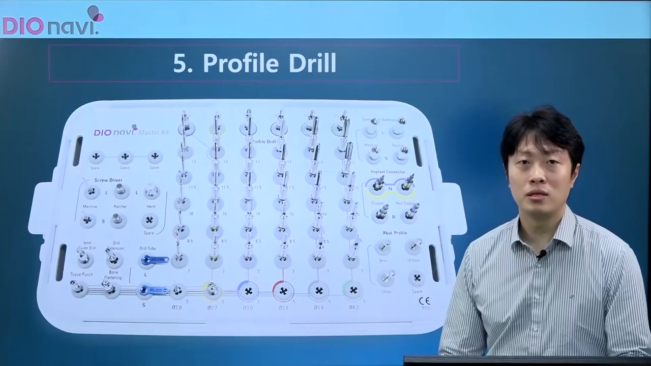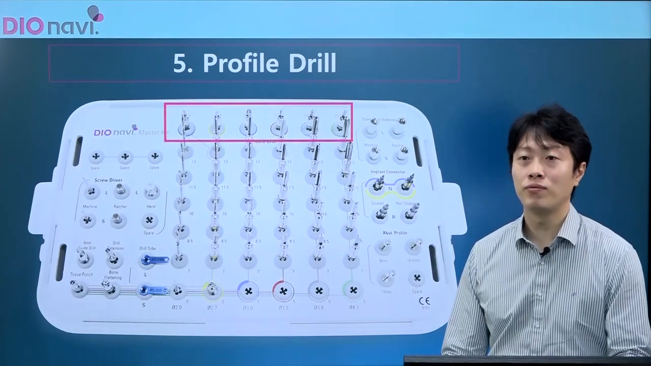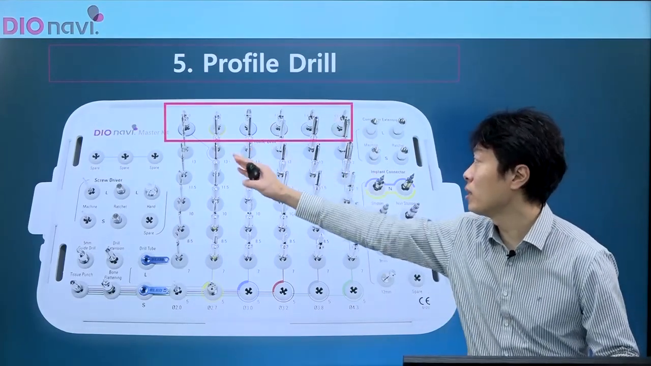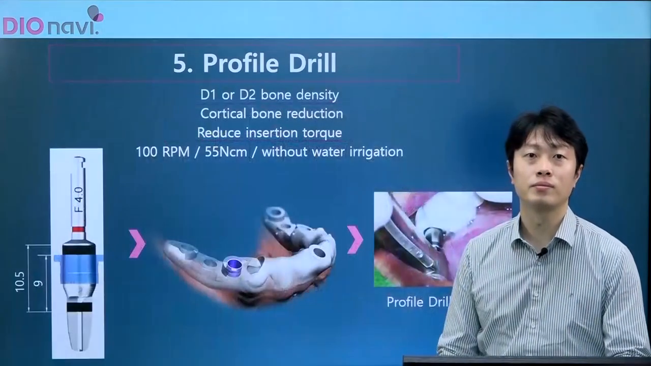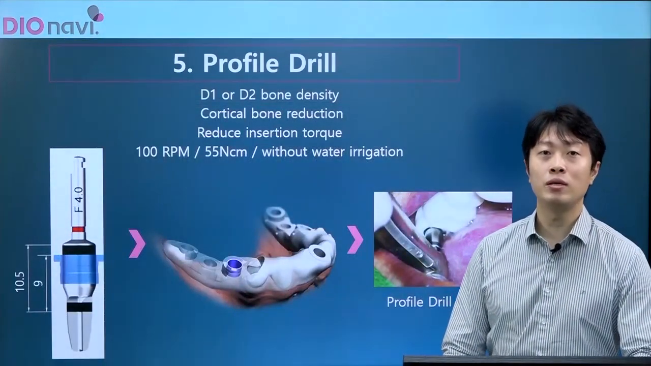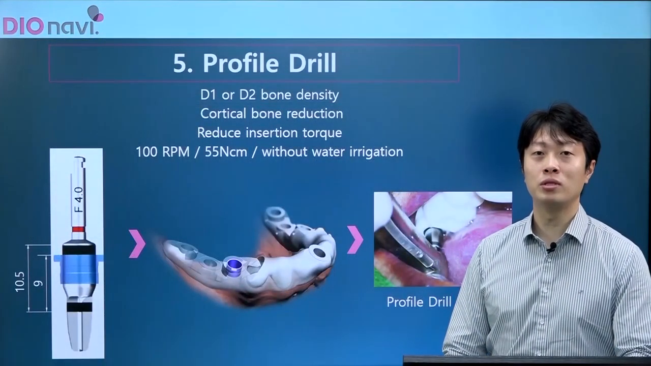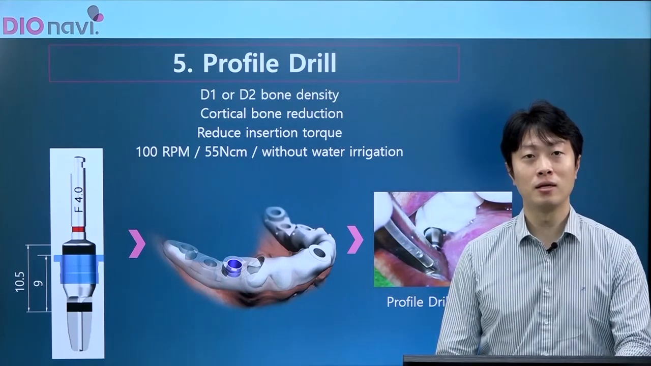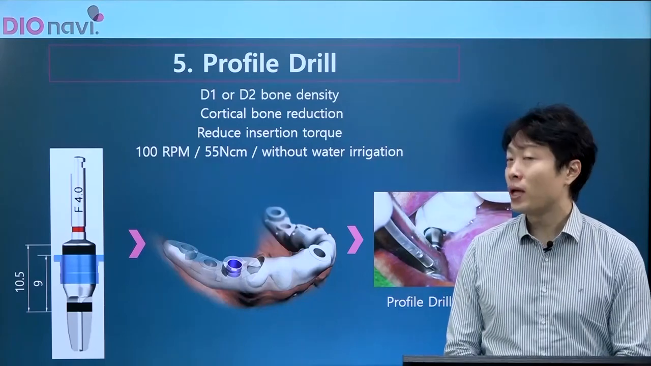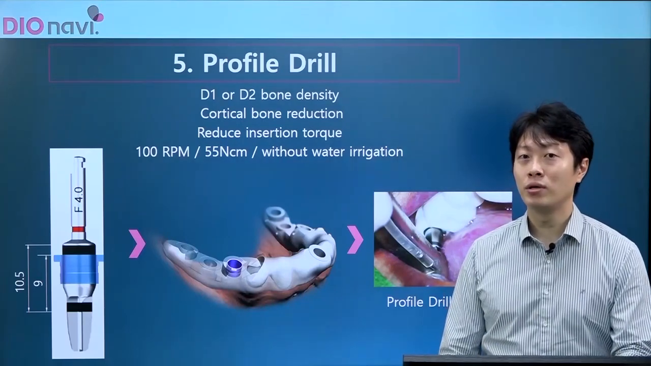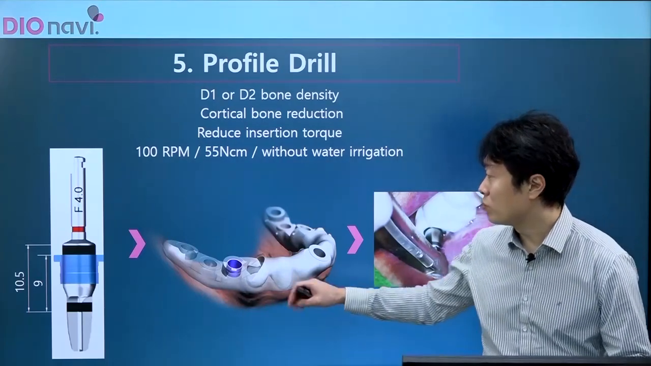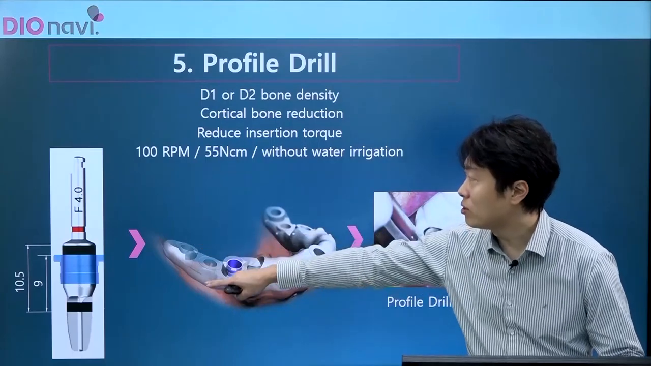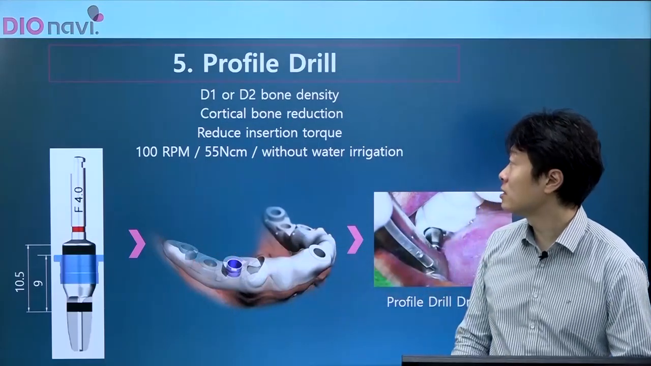The next drill is the profile drill. The profile drill is set up on the top like this. The profile drill is used to reduce the torque on D1 or D2 bones that have hard bone quality. Likewise, proceed at 100 RPM without irrigation. In the case of a 9mm offset, you can reduce to below the banded mark.